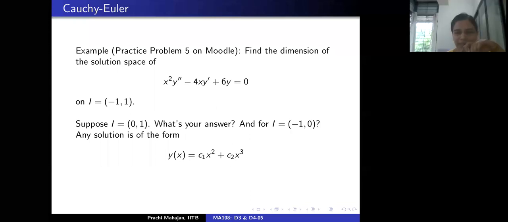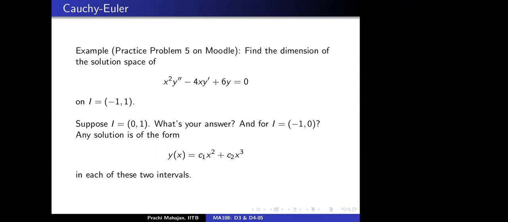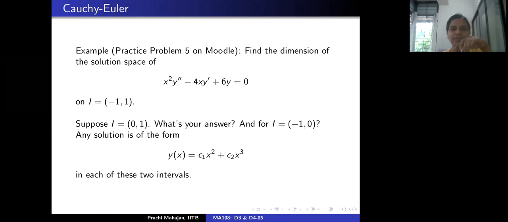All I'm trying to say is that on the intervals -1 to 0 and also on the interval 0 to 1, I have two linearly independent solutions. X square and x cube are linearly independent on each of these intervals, and any solution must be a linear combination of these two solutions, and we are done. Is that okay? Everybody with me? But it's an altogether different story if we have to look at the solution space of this ODE on the interval -1 to 1.